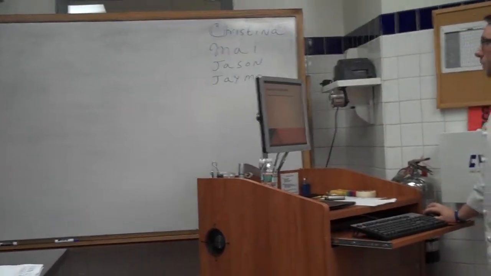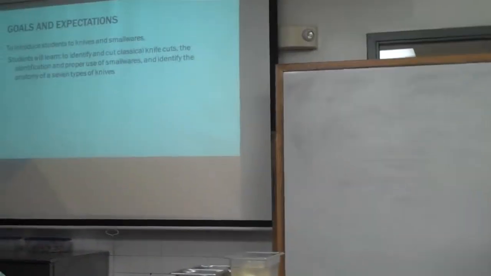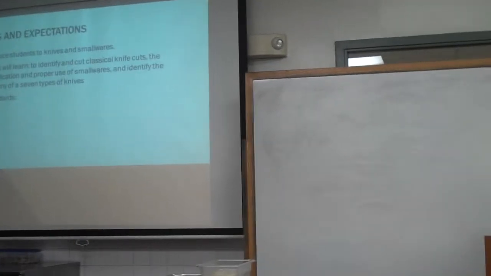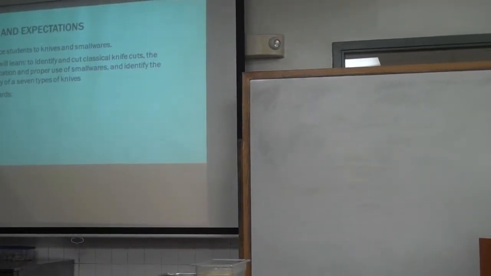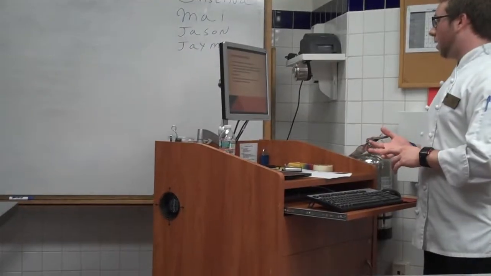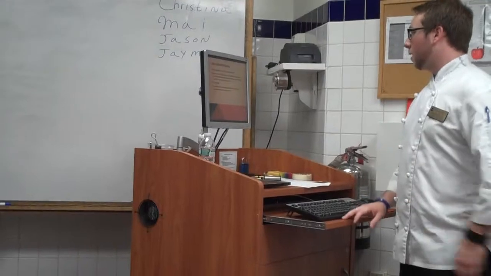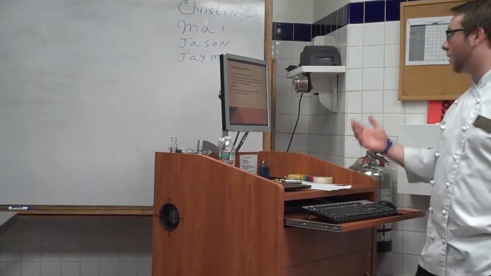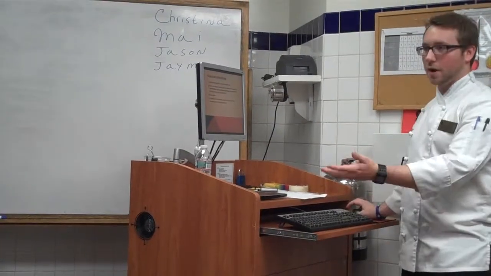Okay, so the goals today are to introduce you guys to knives and smallwares in a more physical, hands-on setting than last time. Last time we went over it, just kind of looking at them and identifying what they are so we have a good understanding. This time, we're going to identify and cut classical knife cuts, identification and proper use of smallwares, and identification and anatomy of 7 types of knives, which we did already.